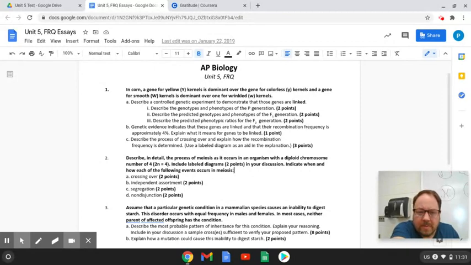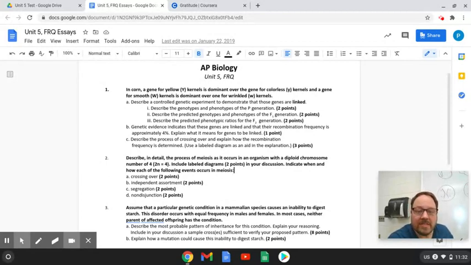Roman numeral 3, describe the predicted phenotypic ratios for the F2 generation. Oh, in the blue box here, predicted ratios of test cross offspring. So they've got it for you right there. That really makes a huge difference for you as you go and prepare this. And again, prepare yourself. Make sure you're ready.